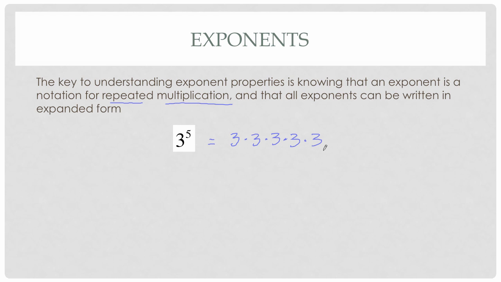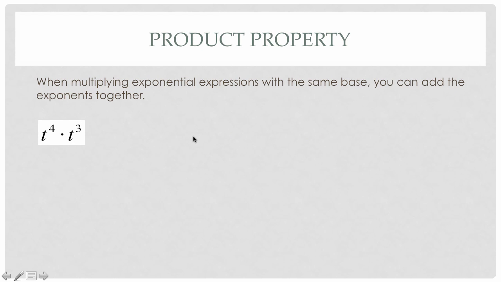This is really long to write and annoying, so we use an exponent to make it quicker and easier to understand what's going on. As we go over all these properties, I'm going to put it in expanded form for you guys to help you see why each of the properties works. Okay, let's start with the product property.